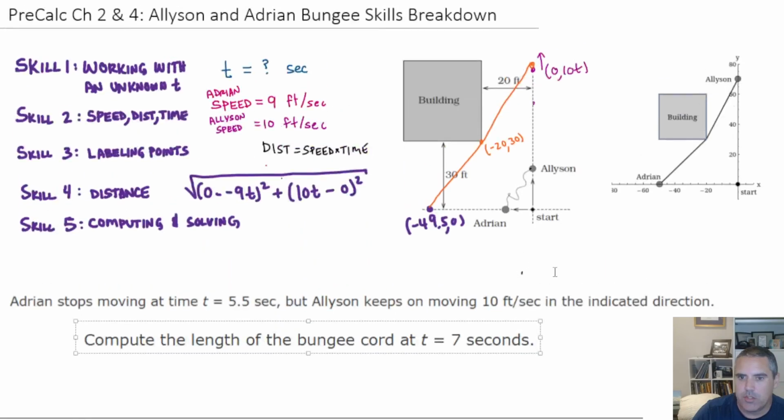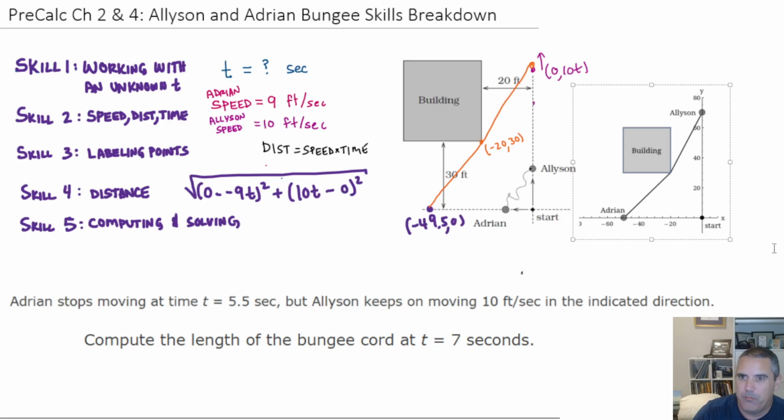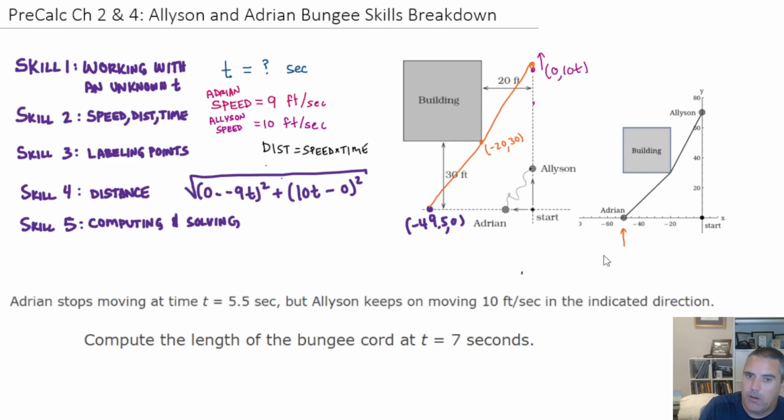Compute the length of the bungee cord in 7 seconds. And it gives you a picture in that problem. Picture something like this. So at 7 seconds, you're going to know where everybody is. Adrian's going to be at that point where they stopped. Allyson's going to be up here at 0.70. And the picture was partially a hint if you looked at the problem, because they were saying, hey, look at it, it's bending around the corner.